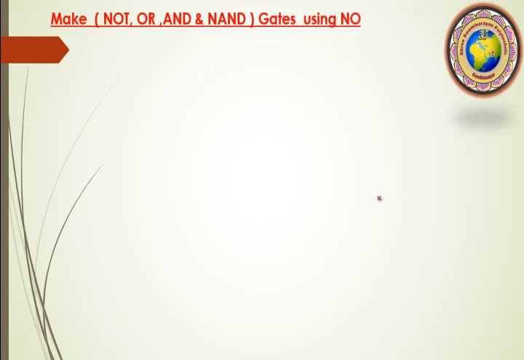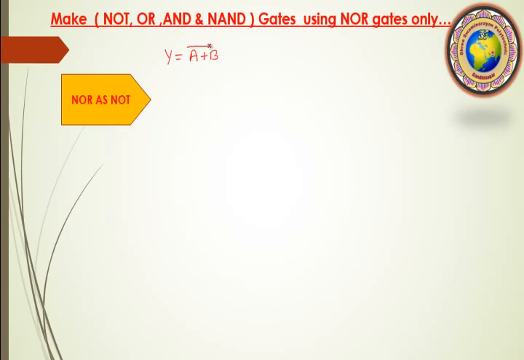So first of all our agenda is to convert the first basic gate by using the NOR gate. So first is NOR as a NOT. Now for the NOR gate we know that the Boolean expression is (a plus b) whole bar, and our requirement is y is equal to a bar. So this is our NOT gate and this is our NOR gate.